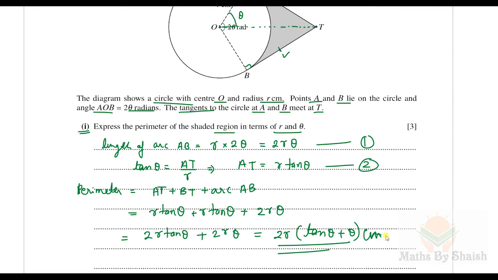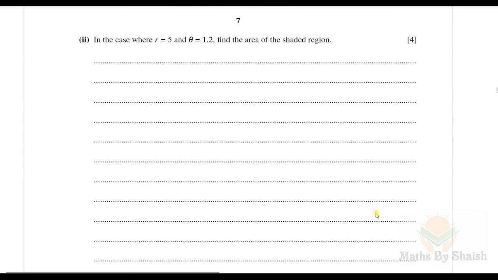Let's do the next part of the same question. In the second part, in the case where r is equal to 5 and theta is equal to 1.2, find the area of the shaded region. So we can see, in order to find the area of the shaded region, we need to find the area of the quadrilateral, formed by these triangles, and then find the area of this sector, and subtract it, and we will get the required shaded region.